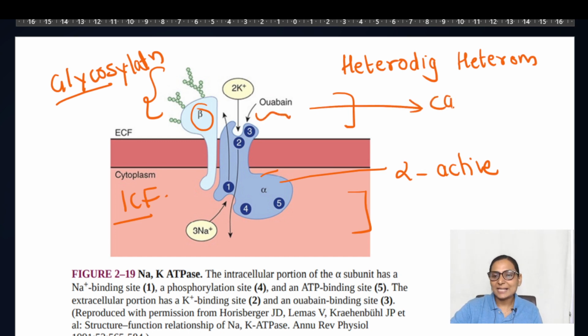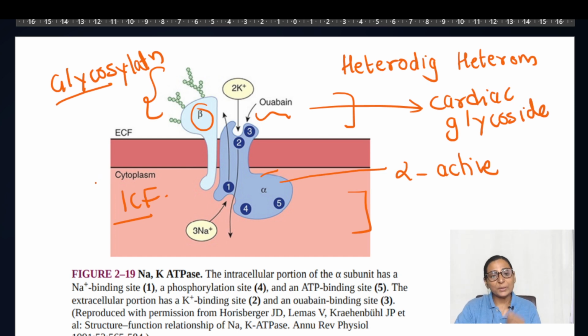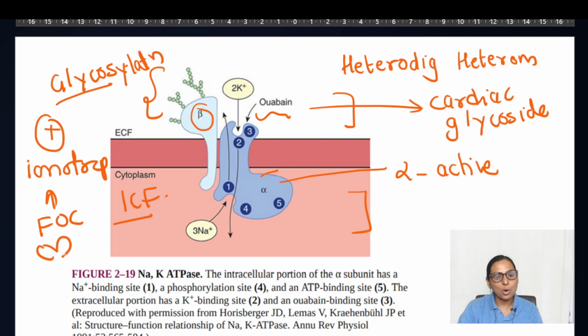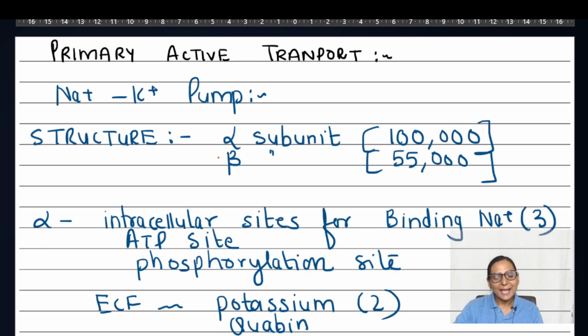This ouabain is actually a cardiac glycoside, for example digitalis. You will learn in pharmacology that it has a positive inotropic effect. That means it increases the force of contraction of the heart. The alpha subunit being larger has a molecular weight of 1 lakh, and the beta subunit has a molecular weight of 55,000.